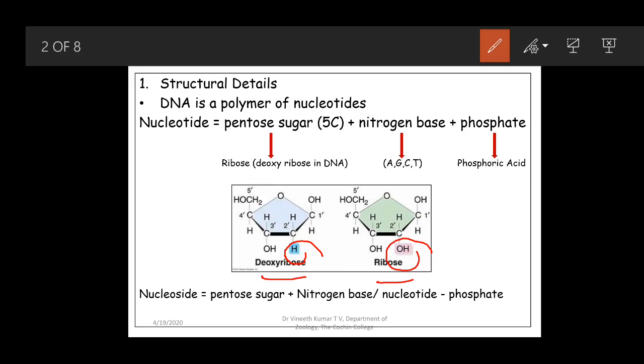Coming to another terminology, which is nucleoside. A nucleoside is nothing but the pentose sugar, which is deoxyribose or ribose, plus the nitrogen base, any of the nitrogen bases together is called a nucleoside. Or you can represent it in another manner: a nucleotide minus phosphate can also be termed a nucleoside.